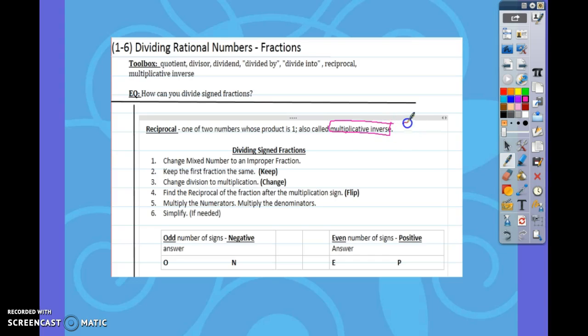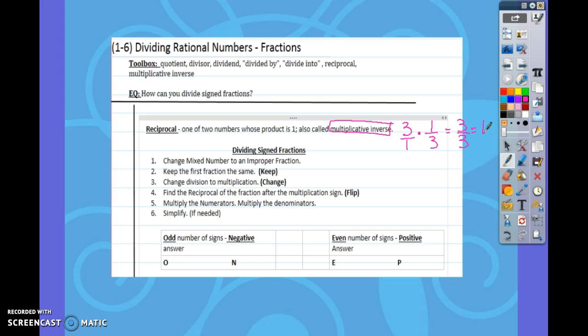So if we have the number 3 and we want to know what its reciprocal would be, we write 3 as a fraction, 3 over 1, and then the reciprocal would be 1 over 3. When we multiply that, we would get 1 times 3 is 3, and so we would get 3 over 3, which equals 1.